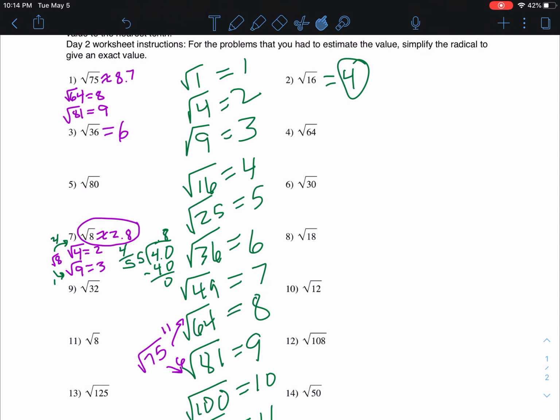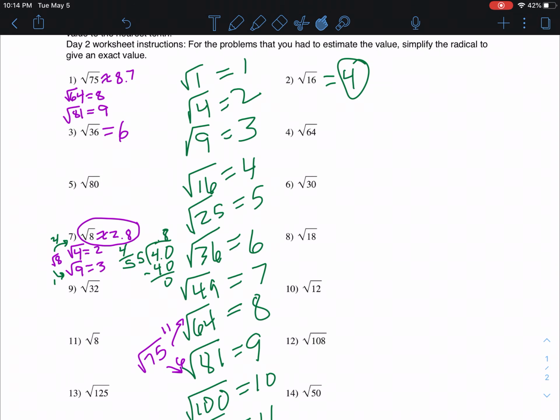Okay guys, for today we are going to pick up right where we left off from last time. Last time we were talking about estimating square roots. So today we're going to go through and we're going to simplify them.